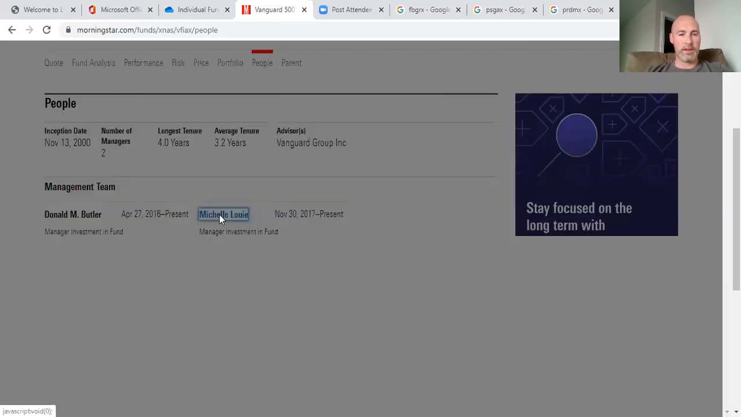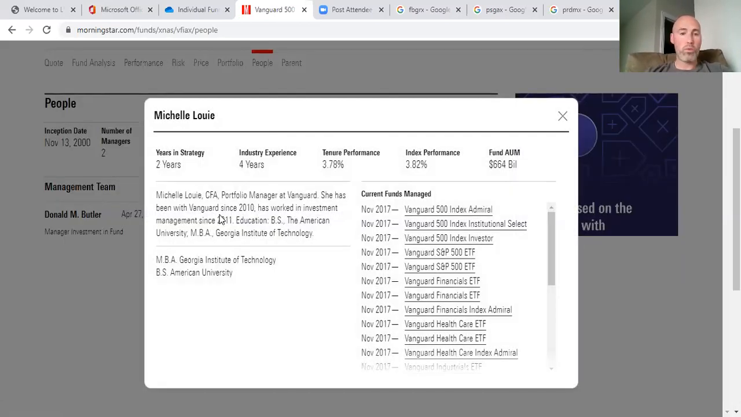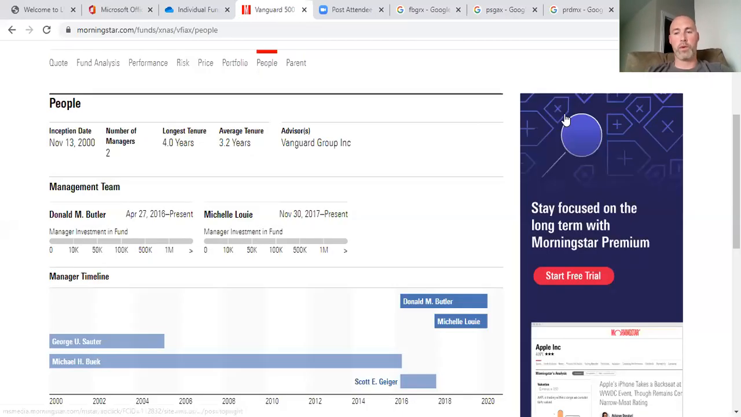Let's click on Michelle and see what's going on with Michelle. Michelle's been in the industry for 4 years. She's a rookie. Okay, that's a little troubling for me. She got her MBA from Georgia Institute of Technology. She got her degree from American University. So you can kind of see, ooh, not very impressive right there on that one, okay?